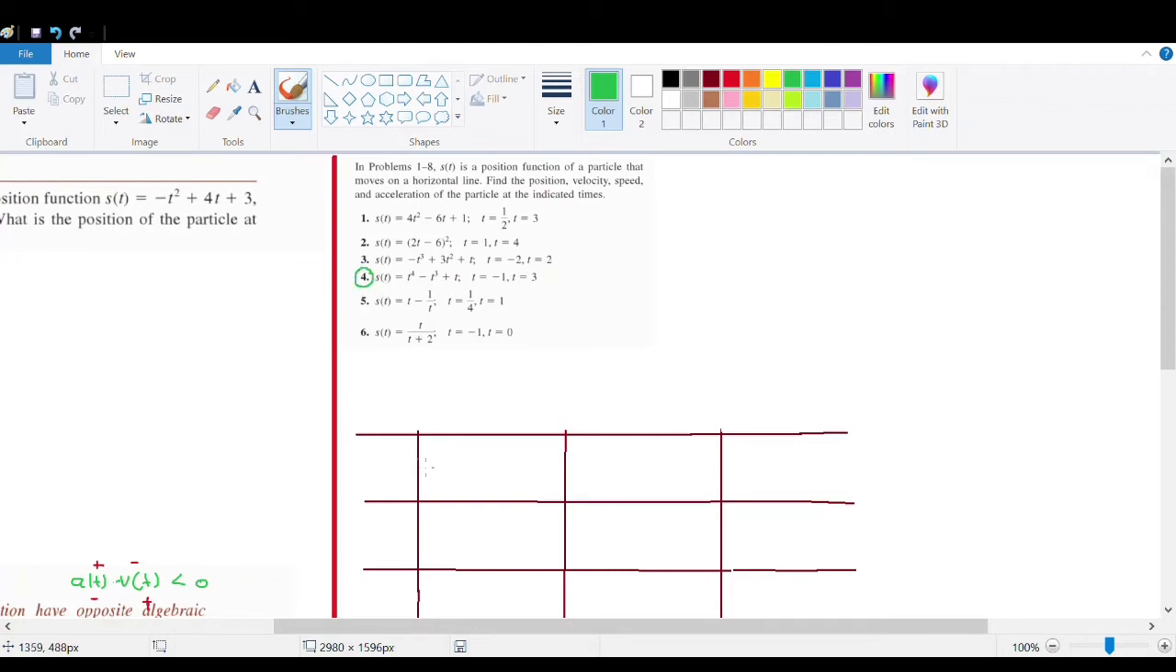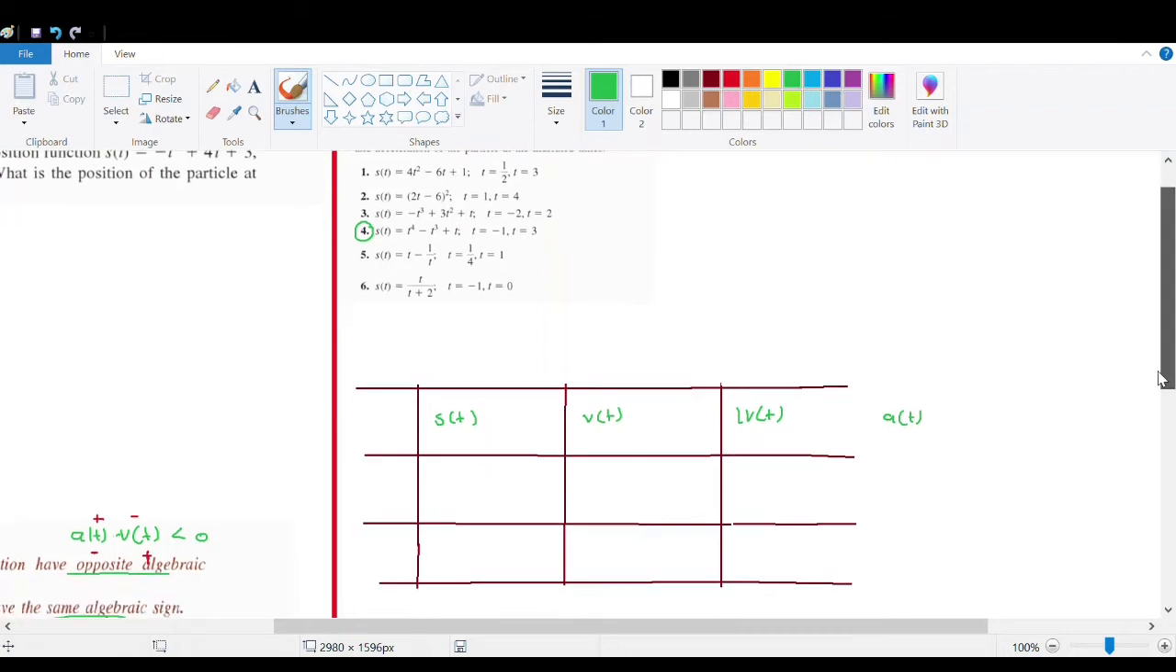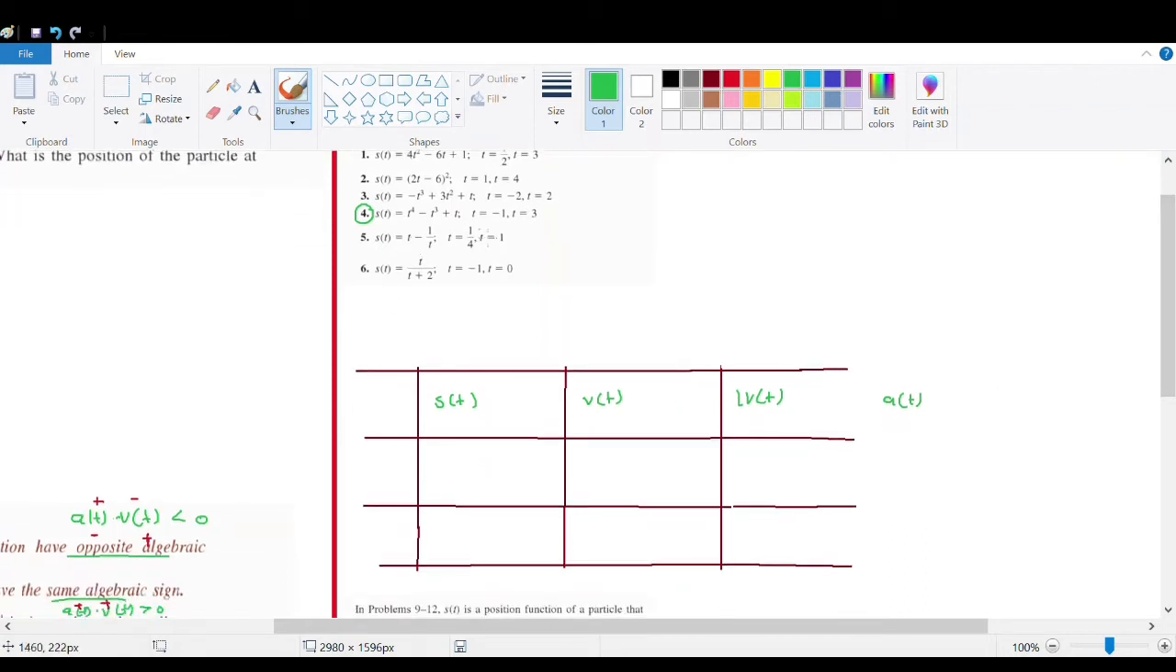So if we have s(t), and we need to find the velocity, that means v(t), and the speed will be the absolute value of v(t), and here we have a(t), which is the acceleration. And we are given the times t equals -1 and t equals 3.